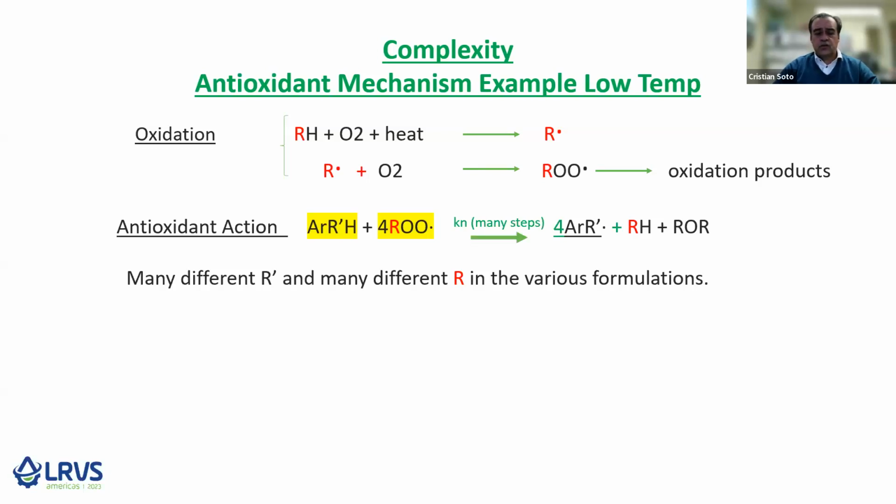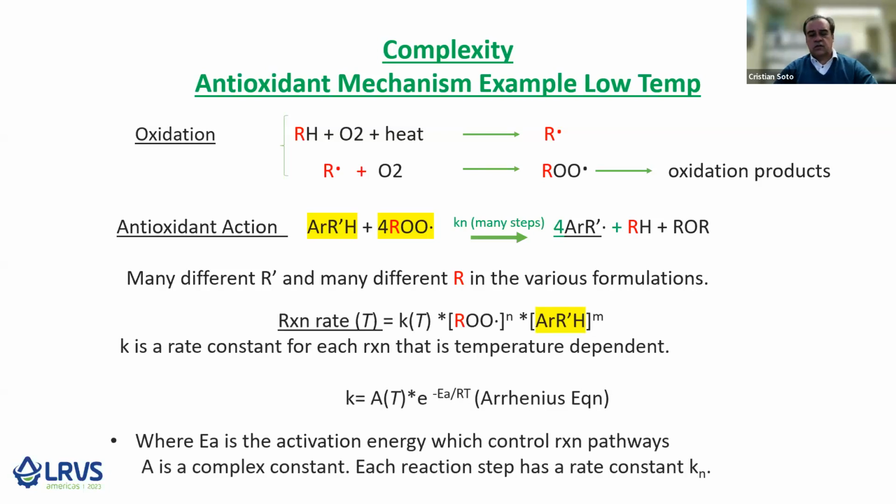The reaction mechanisms of antioxidants are described here. One can look at the reaction rate and the equation, which includes a K factor. This is a constant, and this is basically the Arrhenius equation, which shows the dependence on temperature. The rate also depends on the concentration of antioxidant and peroxide radicals. So the energy of activation in this equation is basically what controls the different reaction pathways.